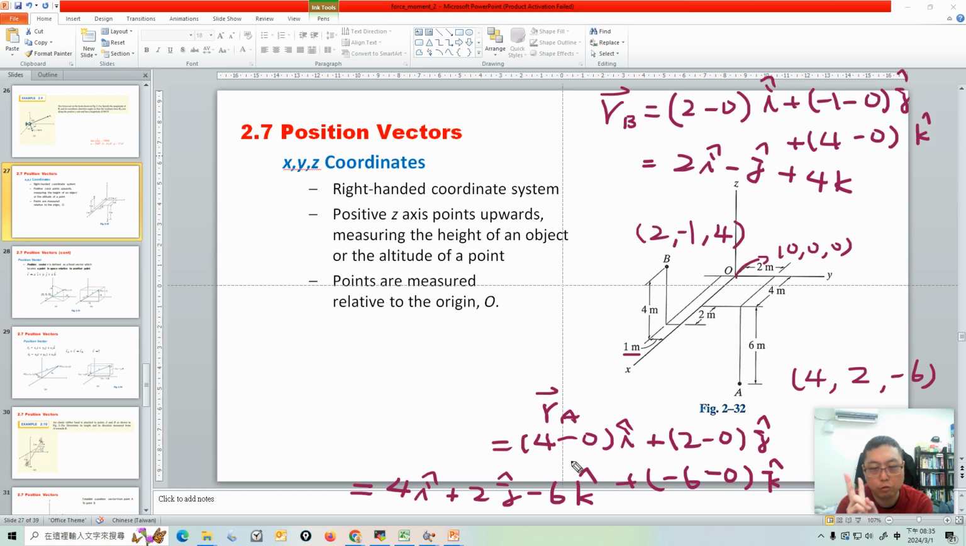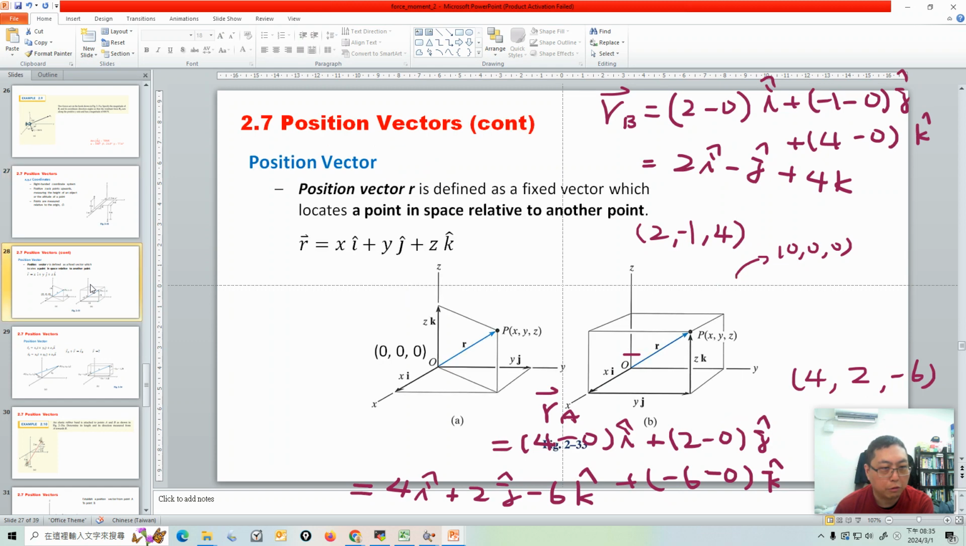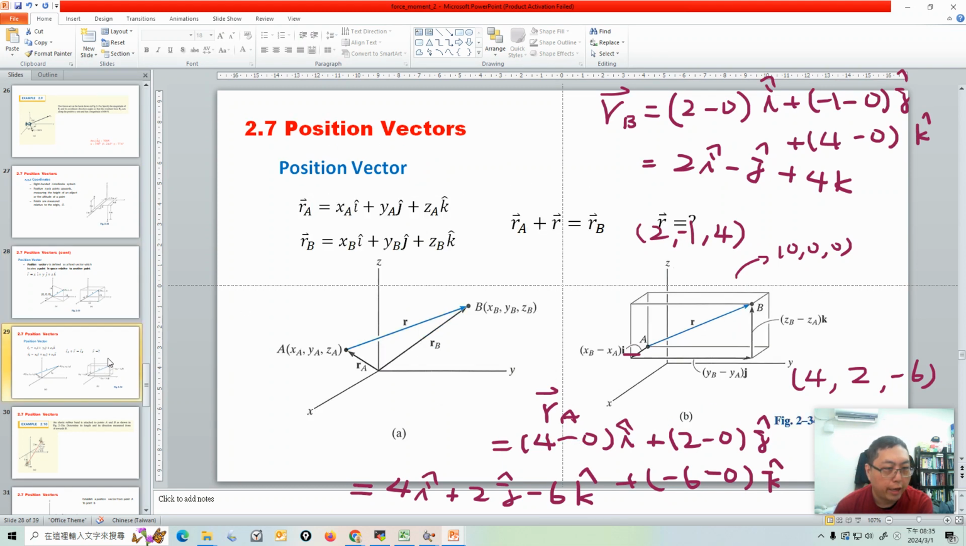But actually, it is a relation between two points. You need to know this, because a vector is a relation between two points. We write the position vector this way just because the reference point is 0, 0, 0, so you don't sense that it is a relationship between two points. That is what this slide wants to say: a position vector is a relation between two points.